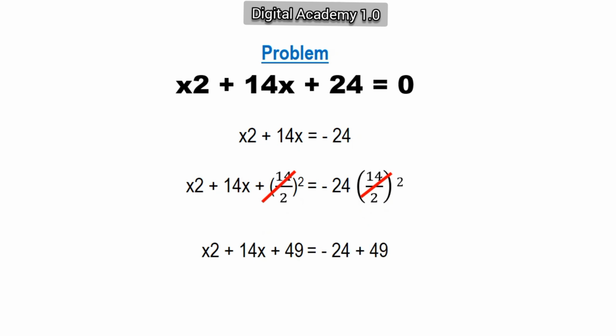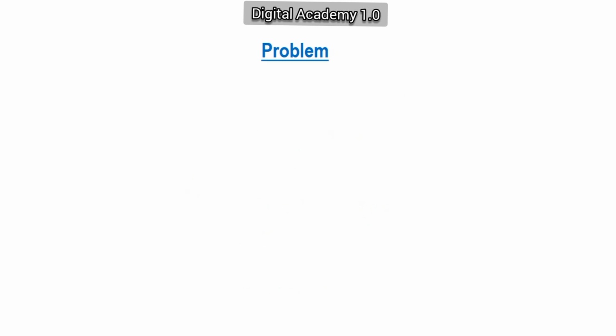Step 4. Factor the left side of the equation into a perfect square. We get (x plus 7) squared equals 25. Step 5. Square root on both sides of the equation. x plus 7 equals plus minus 5.